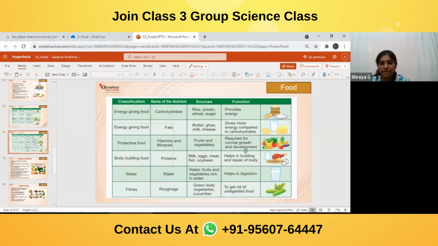In fibers, in function, it is written to get rid of undigested food. What does it mean? It means that the fibers, I told you, it helps in the digestion process. So whatever food remains undigested, that has to be removed from your body. Yes or no? Yes, that is known as egestion, removal of the waste from the body. So it helps to get rid of the undigested food. Is that clear? That thing only it is helping. Removal of the waste, undigested food from the body.